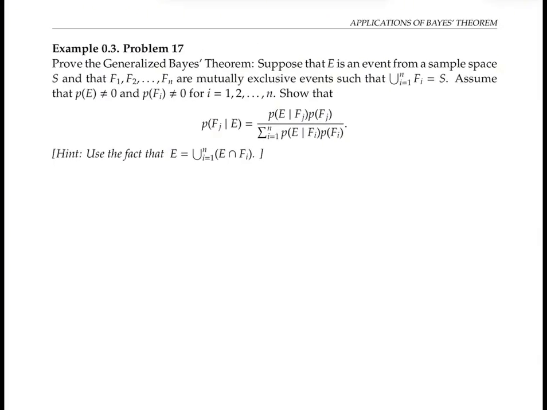So let's start out with what we know and try to derive this formula. First, let's write what is on the left side using just the basic form of Bayes' theorem. So this is the probability of Fj given E, and that would equal P of E given Fj times the probability of Fj, all over the probability of E.